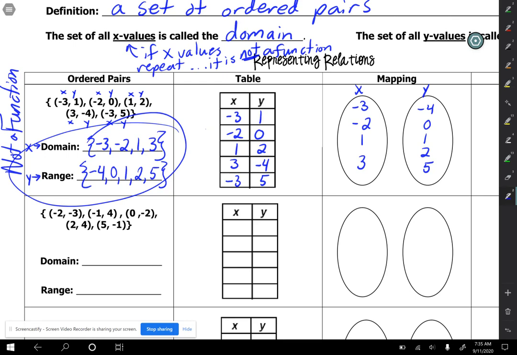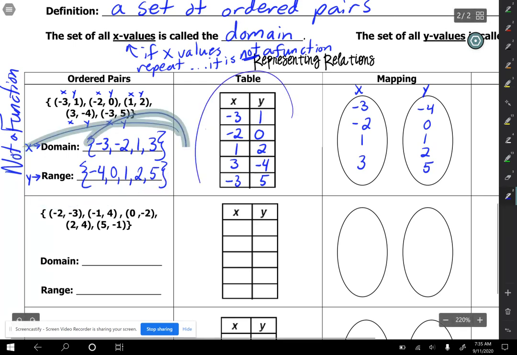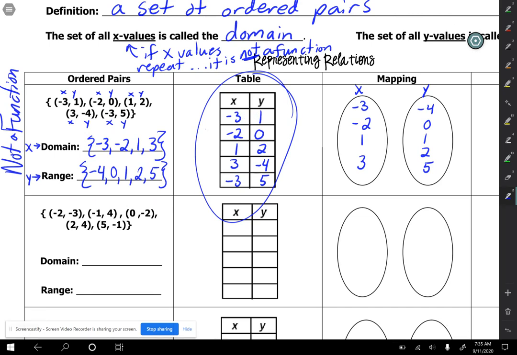Okay, so now from there, I'm going to use my table to draw my arrows because I know that -3 goes to 1. So I'm going to draw -3 to 1. And then -2 goes to 0. So I'm going to draw that one. And then I know that 1 goes to 2. And 3 goes to -4. And last but not least, -3 goes to 5.